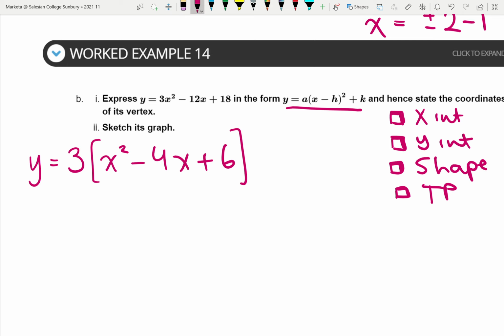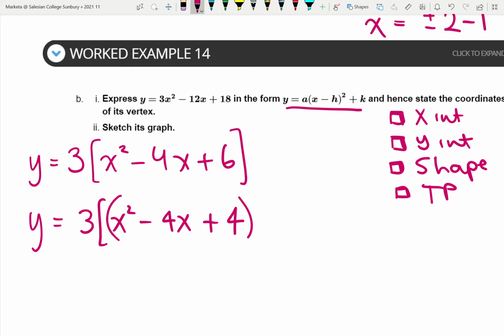So I've taken the 3 out. Let's complete the square. X squared minus 4x plus half of minus 4 is negative 2. Negative 2 squared is 4. So this is the square, and we've talked about that in a lot of detail in the video on completing the square, so I'm not going to go into it too much here. So that's the square. That's what we can factorize. That's a squared minus 2ab plus b squared, and that's the whole idea.